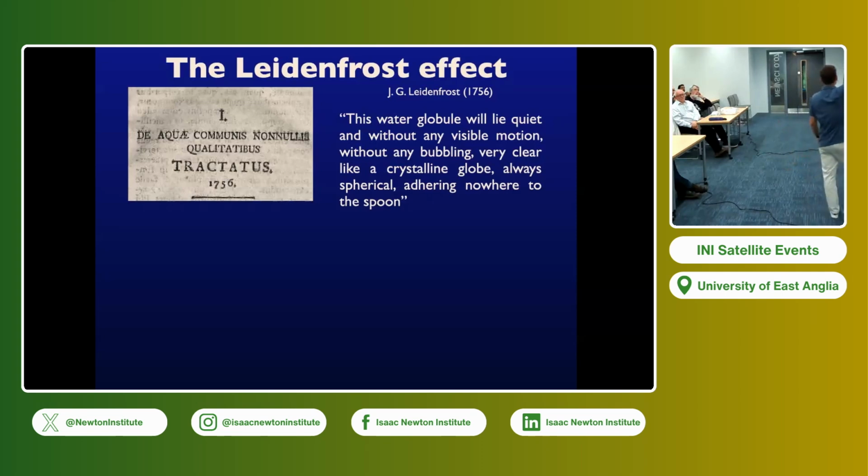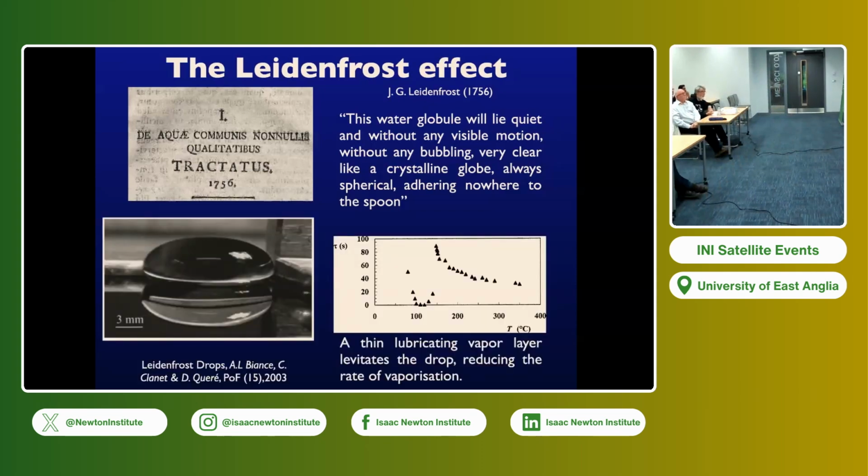I have selected one paragraph where he describes that this water globule, the droplet, will lie quiet and without any visible motion, without any bubbling, very clear, like a crystalline globe, adhering nowhere to the spoon. This is basically due to a thin vapor layer which is formed below the droplet that is able to reduce the rate of vaporization. It's a very brief explanation.